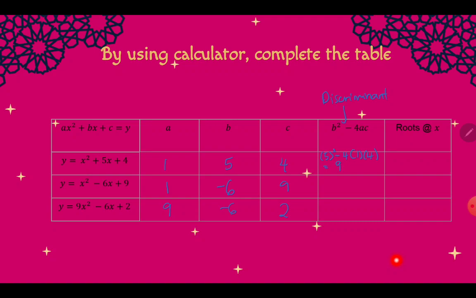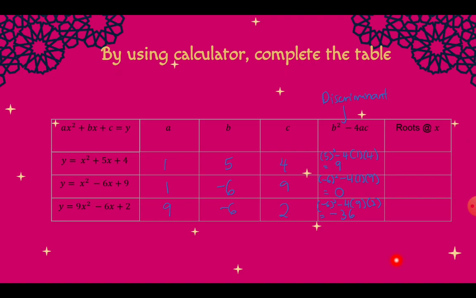So basically we will have 9. The same goes for the second one. Our b is negative 6, so negative 6 squared minus 4 times 1 times 9. So we will have 0. The last one, negative 6 squared minus 4 times 9 times 2, we will have negative 36. So these are the discriminants that we have from the expressions.